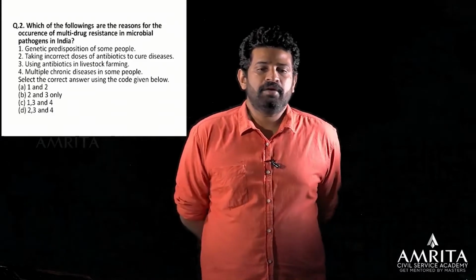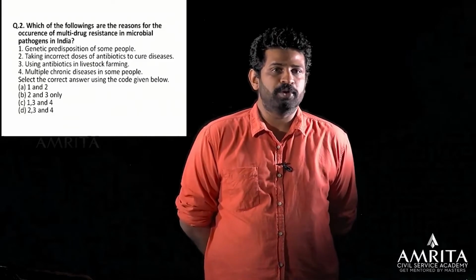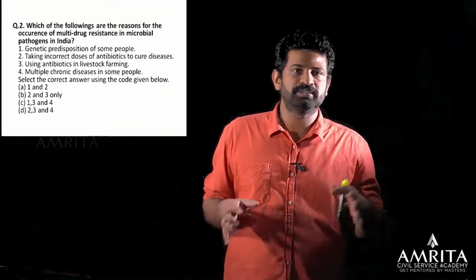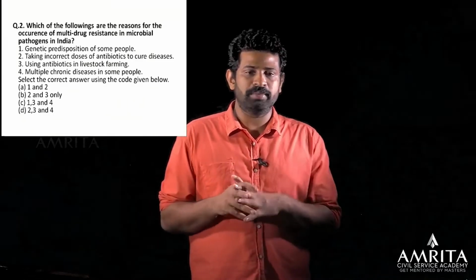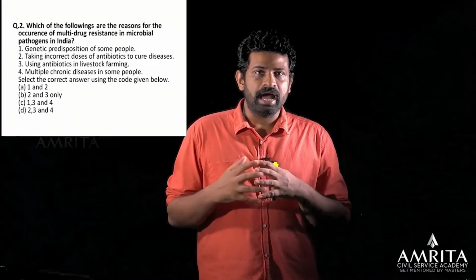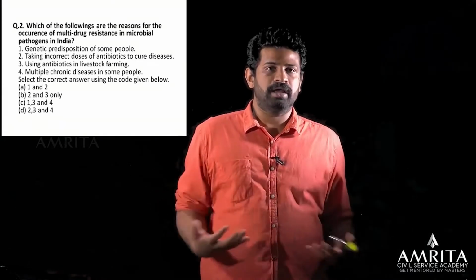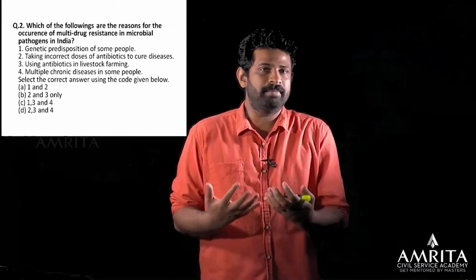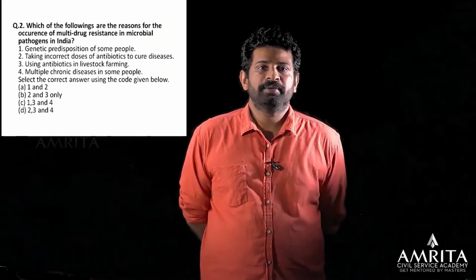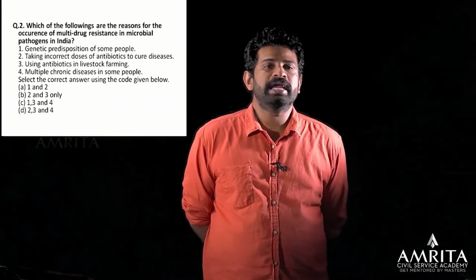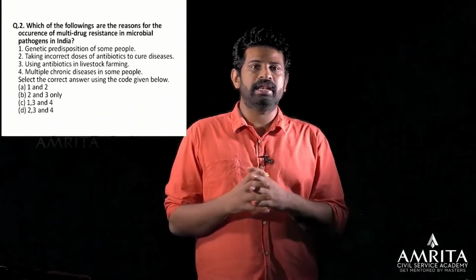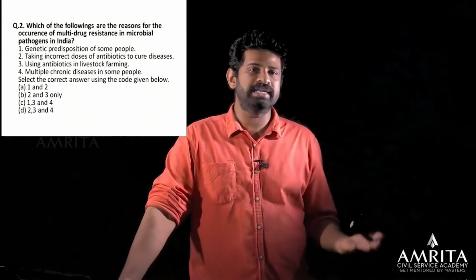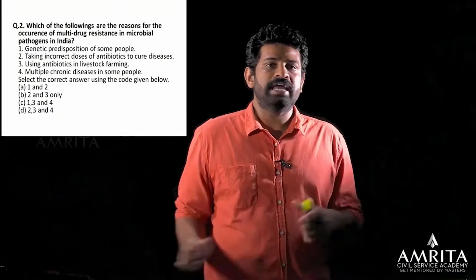Okay. Then the fourth option is the one that would put you in a kind of fix. So you have two choices, 2 and 3, or 2, 3 and 4. Between those, it would be kind of tricky. You have to bring some more thought process if you want to make a correct answer at this point. So, multiple chronic diseases in some people. Do you think that having multiple chronic diseases would in any way cause antibiotic resistance?